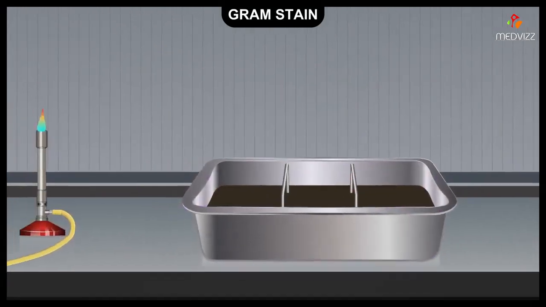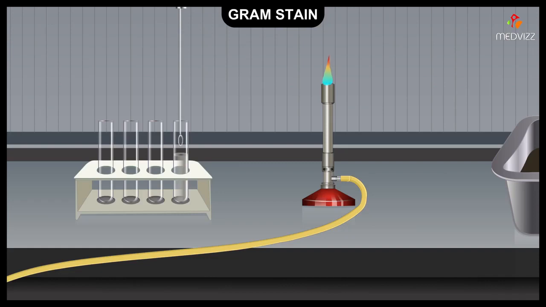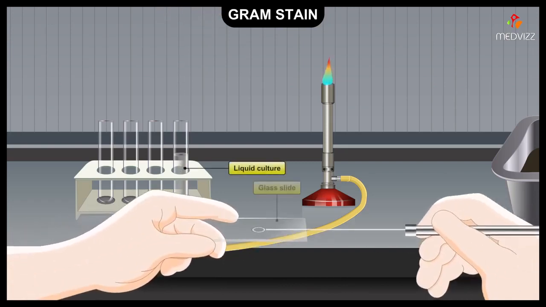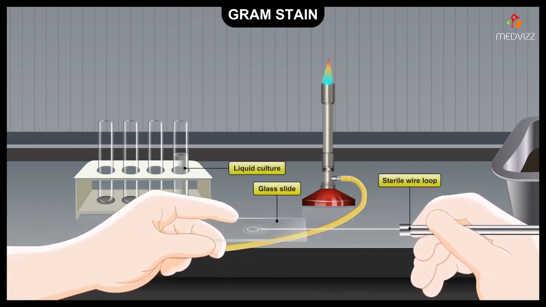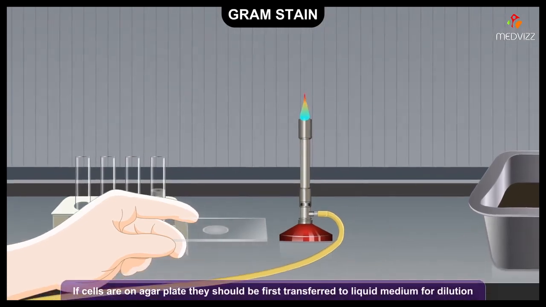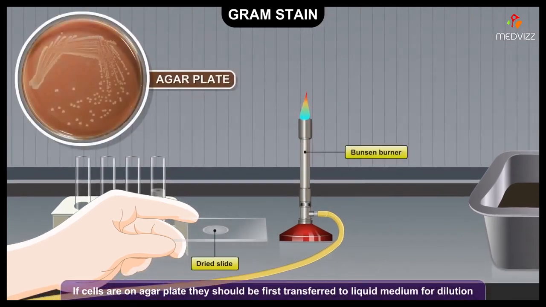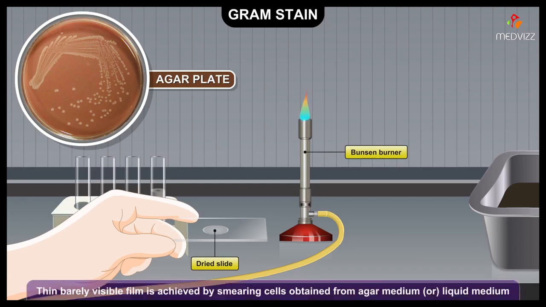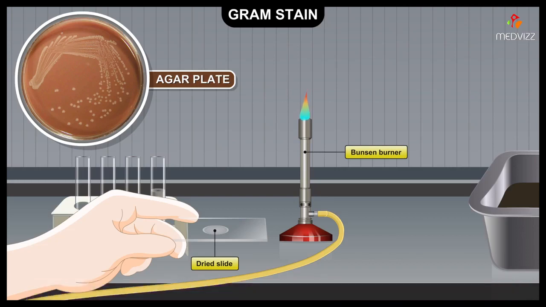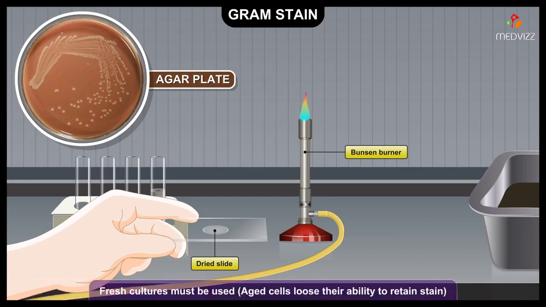In the first step of the Gram stain procedure, cells from a fresh culture are transferred to a clean slide and allowed to dry. If the cells are on an agar plate, they should first be transferred to a liquid medium for dilution. The cells should form a thin, barely visible film. This can be achieved by smearing cells obtained from the surface of an agar medium or from a liquid culture. Fresh cultures must be used because as cells age, they lose their ability to retain the stain.